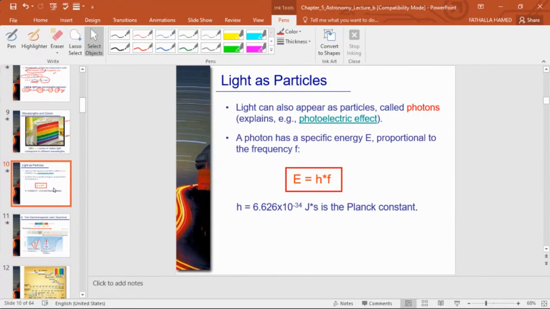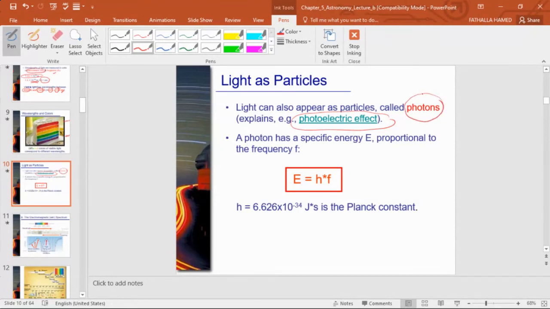The second thing that I told you about is that Einstein basically got the Nobel Prize for the photoelectric effect, where light is made from small particles called photons.